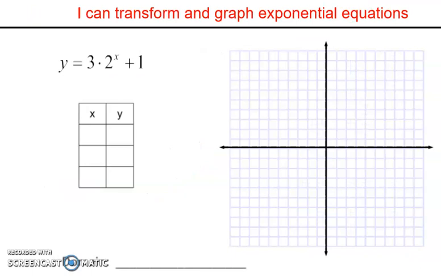What I see here is that A is 3, B is 2, and C is 1. Our parent table would be -1, 0, 1. At 0, we're going to put whatever A is. At -1, we're going to take A and divide it by B. And at +1, we're going to take A and multiply by B. So I wrote 3 times 2. That will actually be 6.